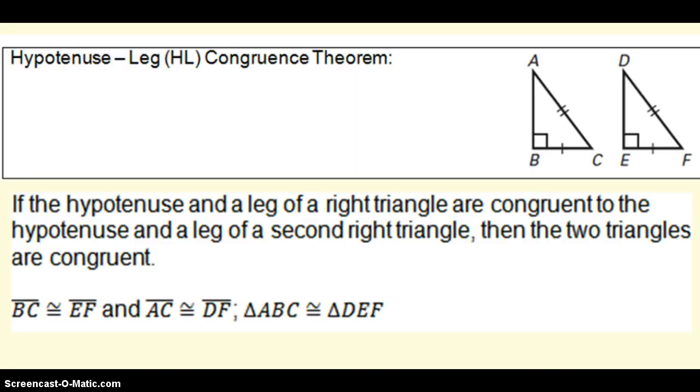Now, in order to prove two triangles congruent, you need to have the hypotenuse of both and one pair of legs, okay? So this whole statement right here actually belongs inside of your box, okay? So take a minute and write that down, and then we'll discuss.